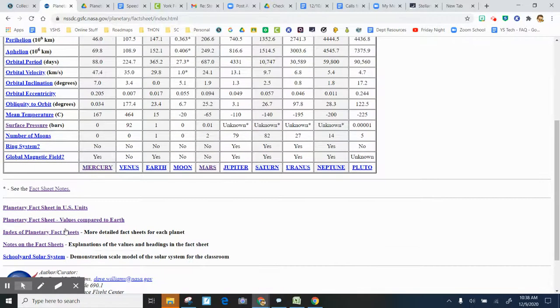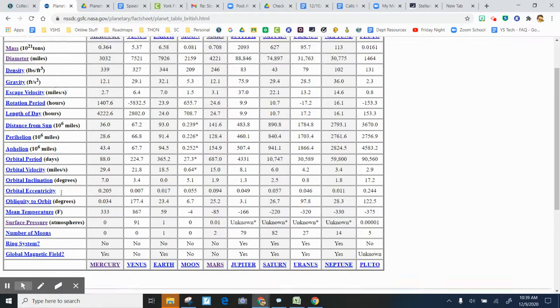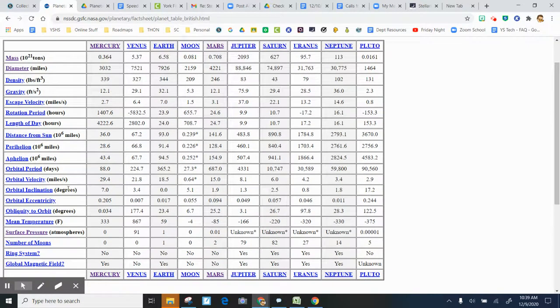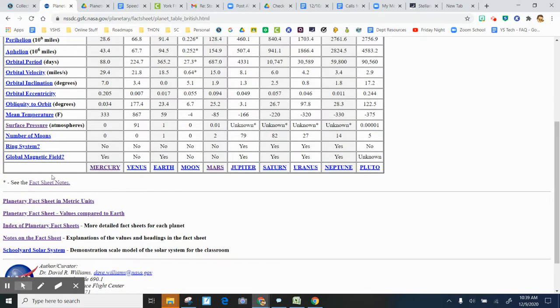I can also change this down at the bottom to US units. So if I want to know the temperature in Fahrenheit, if I want to know distances, say in miles, some of these are not going to be very helpful. Gravity in feet per second squared, we rarely use that anymore, or density in pounds per cubic foot. Or if you want to know the mass in tons, that would be good. Or maybe the diameter in miles would be helpful.